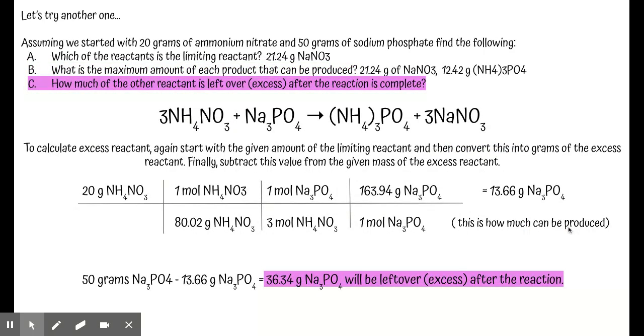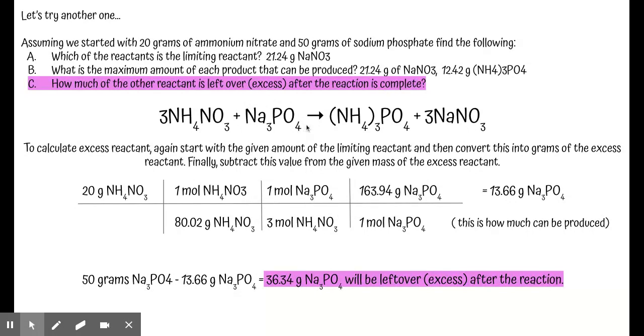The last part of this is a really involved question. So not every question will be like this in the assignment. How much of the other reactant is left over after the reaction is complete? Okay, so we've already done a little bit of work here. We already know that the ammonium nitrate is our limiting reactant. So we need to figure out how much of the other reactant will be left over when we're done. Okay, so if we start with 20 grams of ammonium nitrate, we are going to convert that in the same fashion as the others into the other reactant at this point.